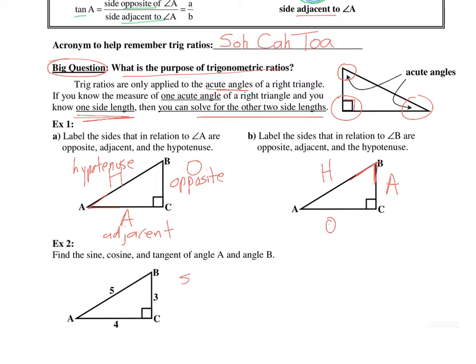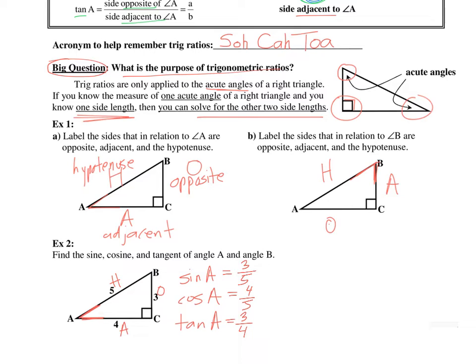All right. So here I have sine of A, cosine of A, and tangent of A. Okay. Relative to A, this is your opposite, this is my adjacent, this is my hypotenuse. So sine is opposite over hypotenuse. Cosine is adjacent over hypotenuse. And tangent is opposite over adjacent.